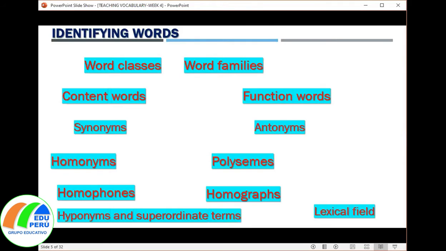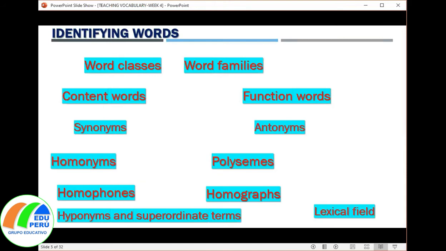Try to remember. Word classes, different types of words. Word families. It comprises the base word plus inflections and its most common derivatives. For example, play, replay, player, playful. That's it, very good.